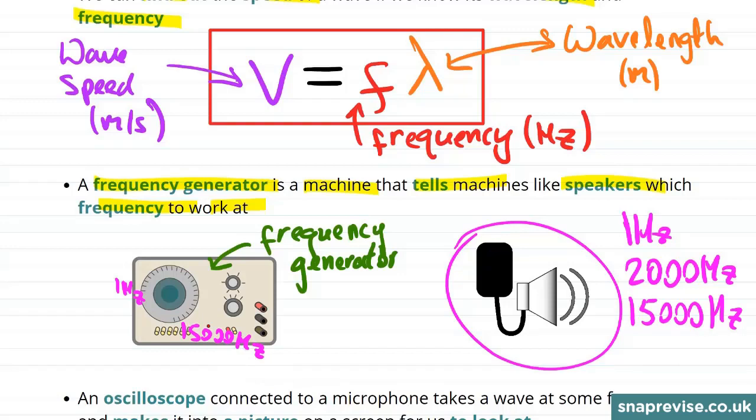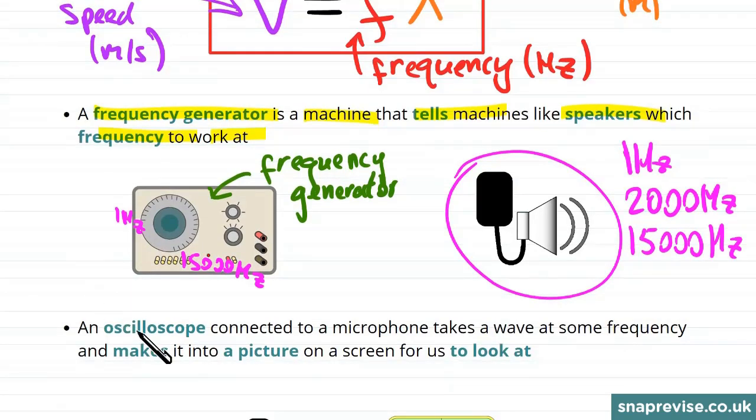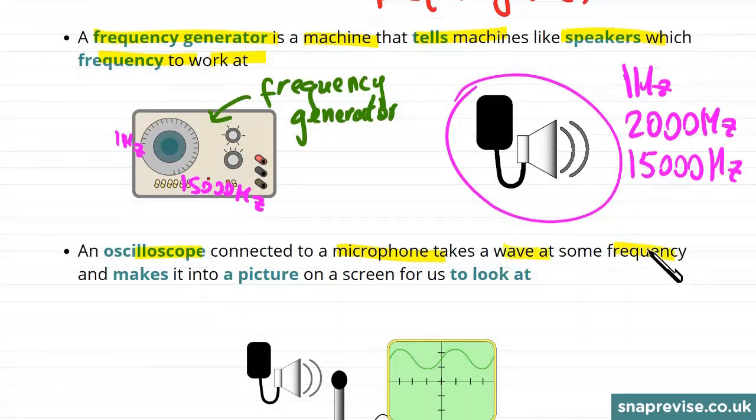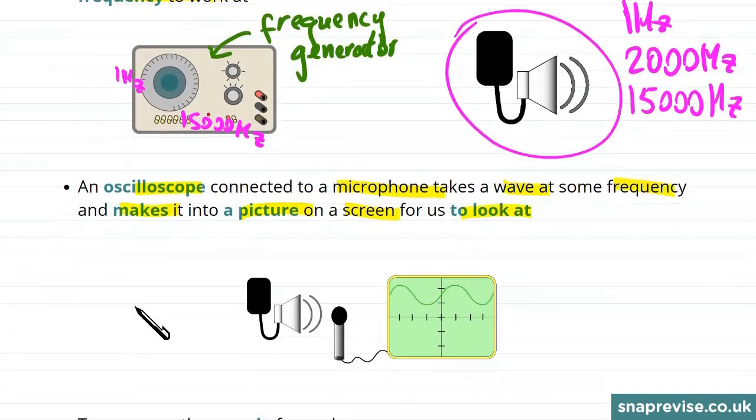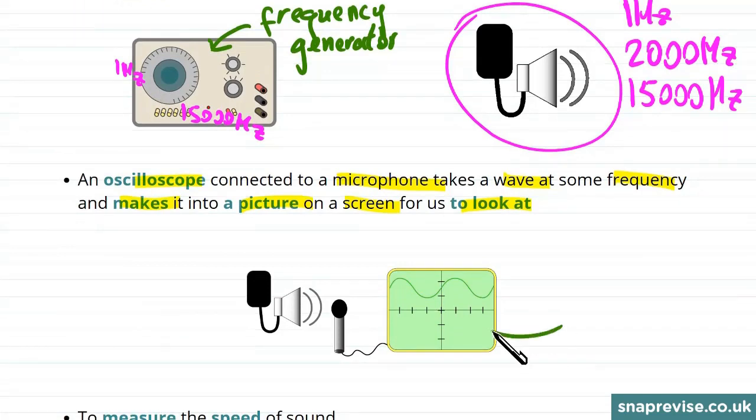There is another piece of apparatus we're going to need. An oscilloscope, when connected to a microphone, takes a wave at some frequency and makes it into a picture on a screen that we can look at. So here is our oscilloscope, and it essentially turns the wave into a graph.